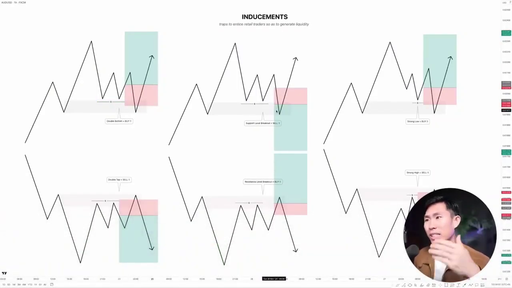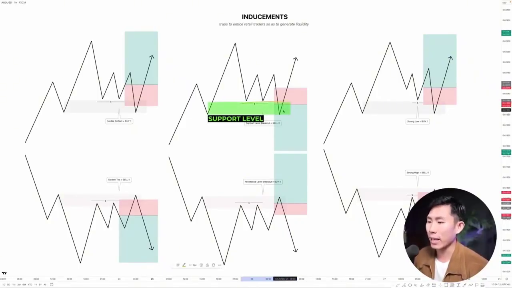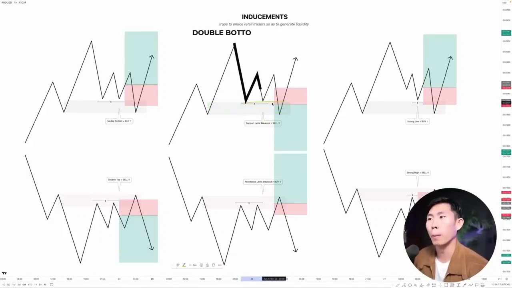On the other hand, this double bottom chart pattern also induces the retail traders who might be bearish and want to enter for a sell when price actually breaks out of this support level right here. In this case, they will most likely be placing a sell stop order below the support level or below the double bottom, once again generating liquidity below these lows right here.